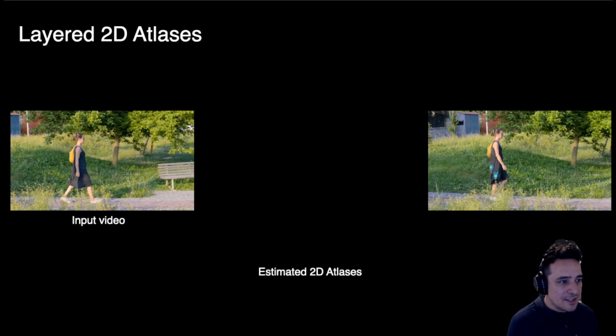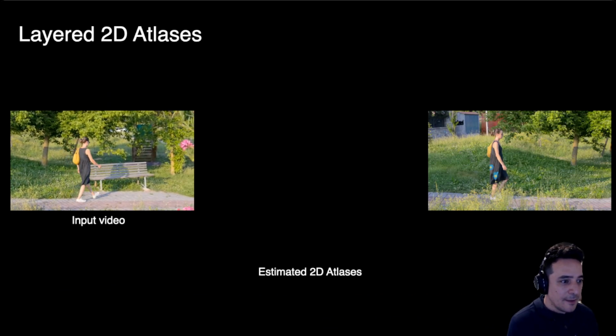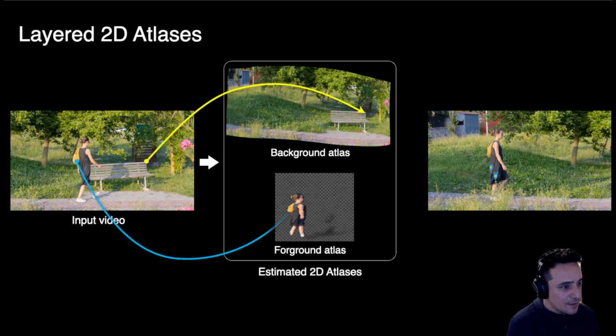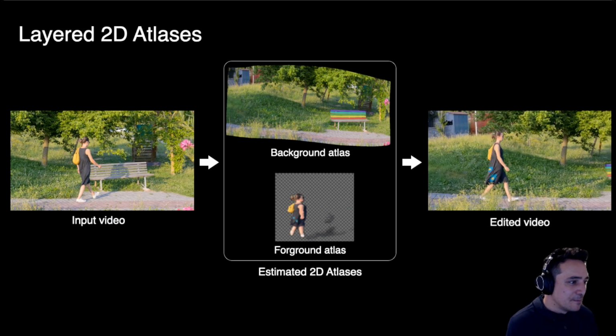So this method is based on the concept of these layered 2D atlases. We're going to have the input video, and then we're going to estimate atlases, which are a parameterization of the world over time onto a single image. And we're also going to estimate the correspondences from every pixel in the input video to a location on the set of atlases. Then we can edit the atlases and map these back to the video to render the resulting video out.